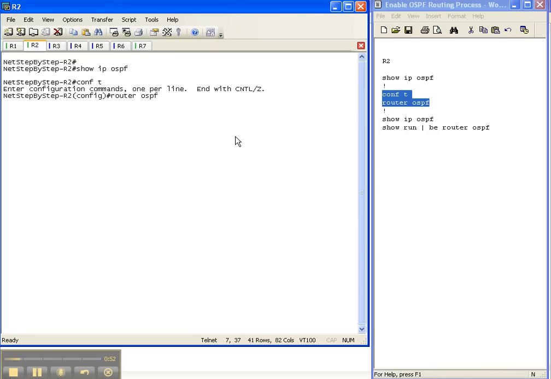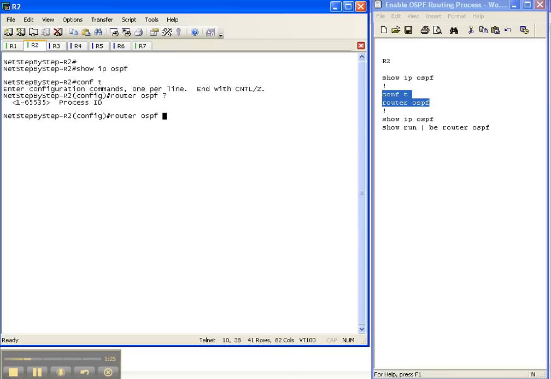Now the way you configure or enable an OSPF routing process is with the command router ospf and then the process ID. The process ID can be any number between 1 and basically 65,000. Now there's a lot of confusion out there about the process ID. This is what it boils down to. The process ID is locally significant to the router you're on. In our case, we're on router 2. The process ID is locally significant to router 2.